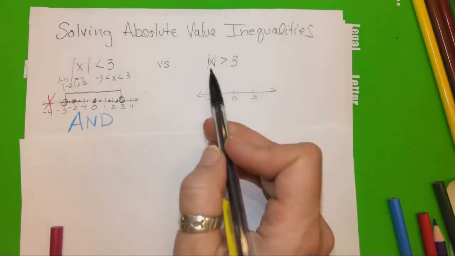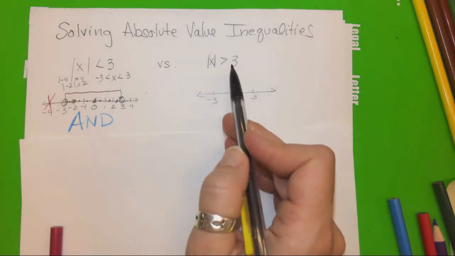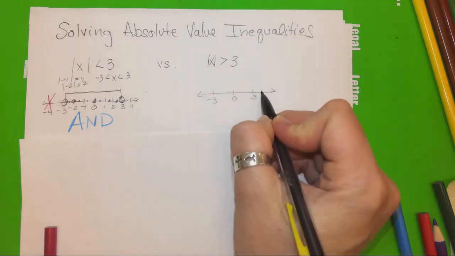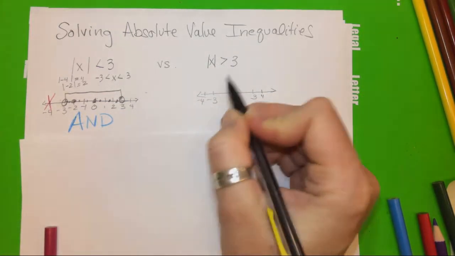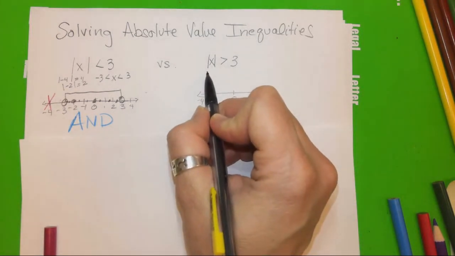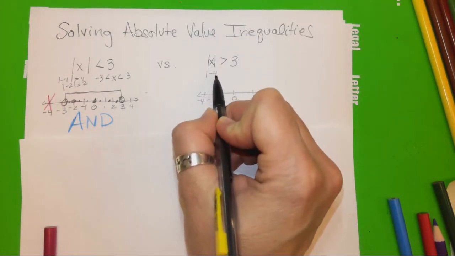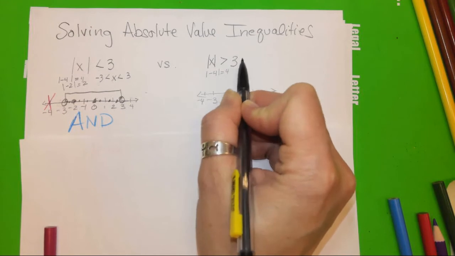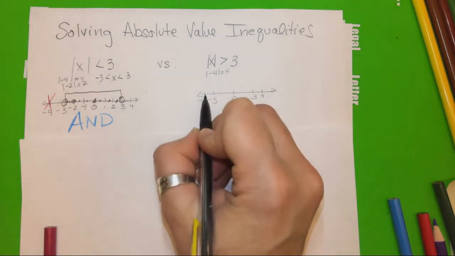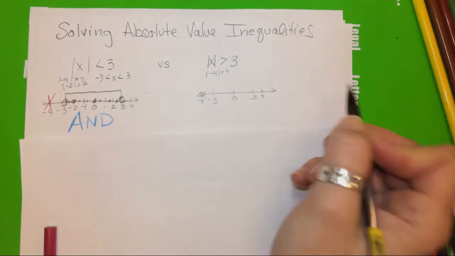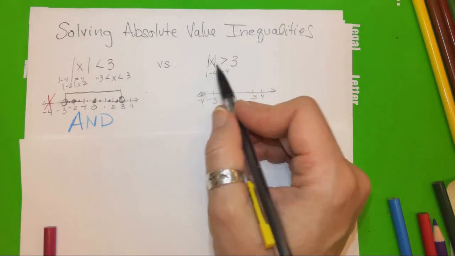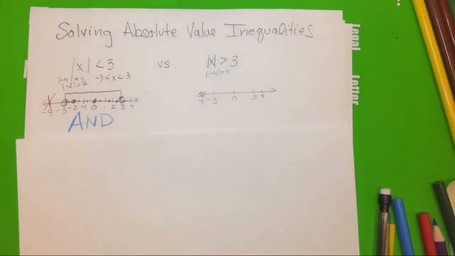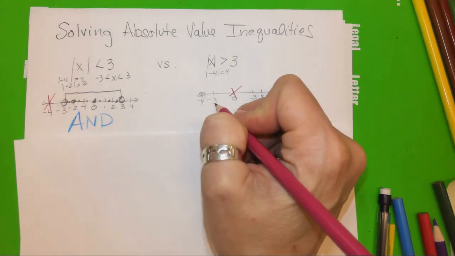Now let's look at the greater than. If it is greater than 3, let's add a couple other numbers in here. Let's start with -4. The absolute value of -4 is equal to 4. Is 4 greater than 3? Yes, it is. What about 0? Is the absolute value of 0 greater than 3? Is 0 greater than 3? No, it isn't.